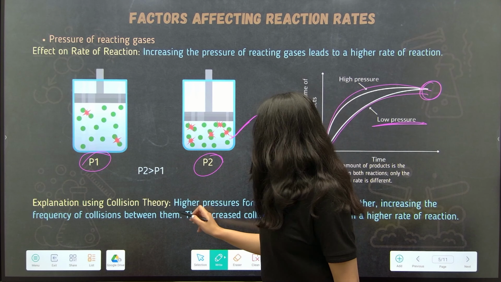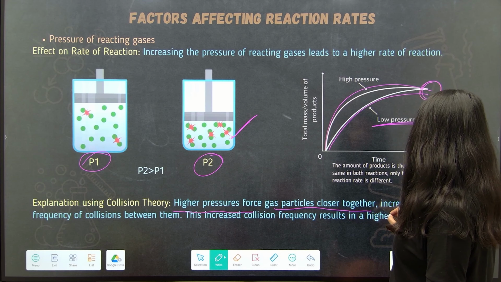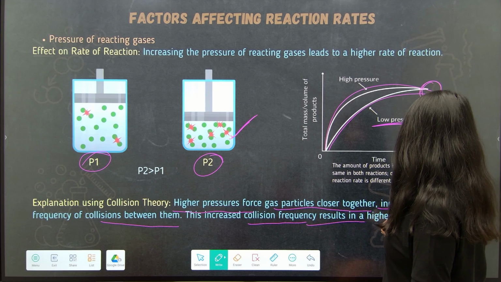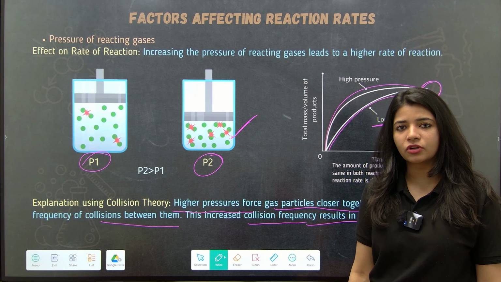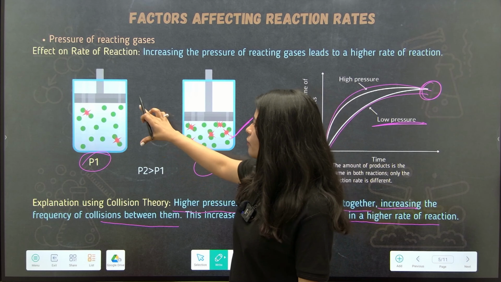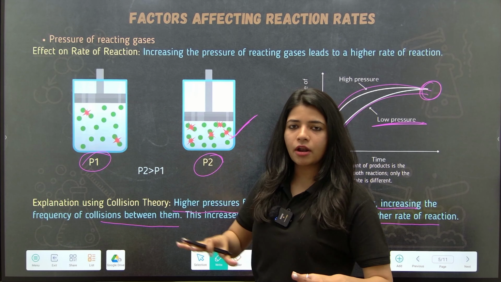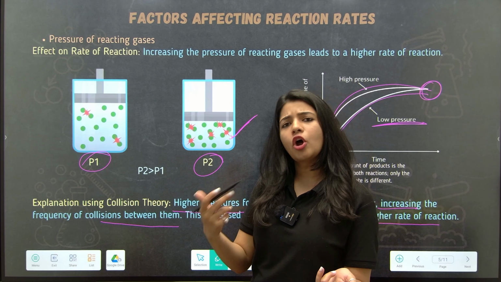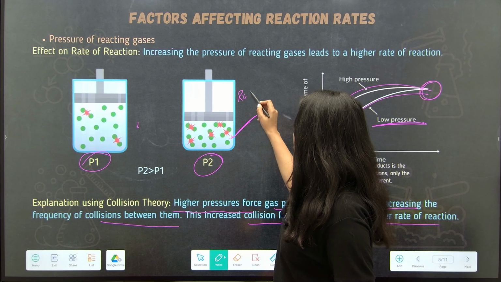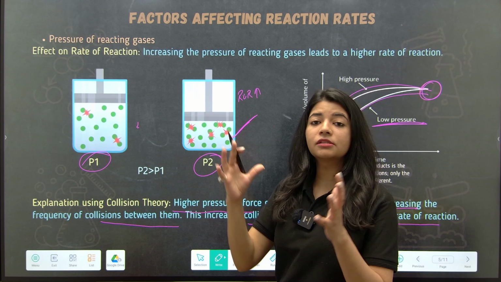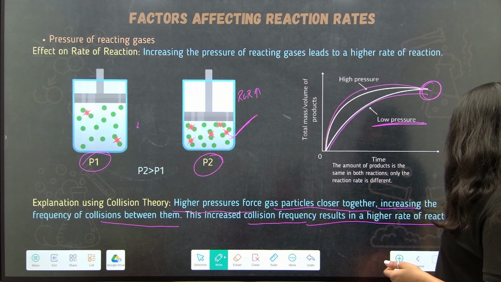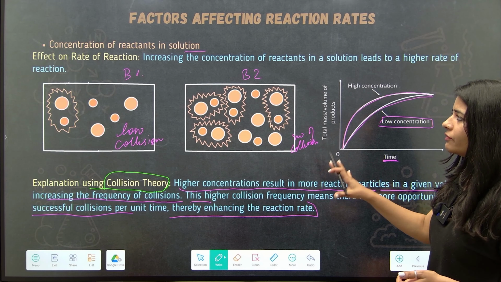Now let's read. Higher pressure forces gas particles closer together, increasing the frequency of collision between them. This increased collision frequency results in a higher rate of reaction. I hope this is clear. Diagrams are making it very easy to understand, right? Over here, because the pressure is low, the particles are far apart from each other, therefore the collisions will not be that frequent and hence the rate of reaction will be less. But in this case, the rate of reaction will be higher because particles are closer to each other, they will collide more frequently and hence the reaction will be faster. Now, if you wish to make notes of it, you may do so.